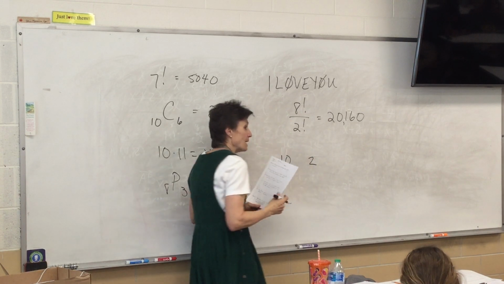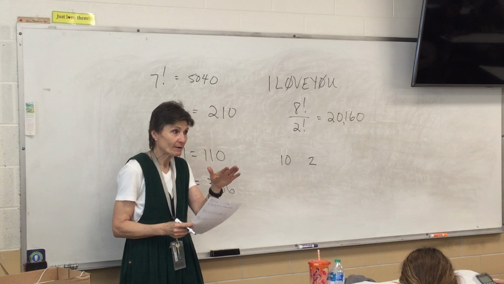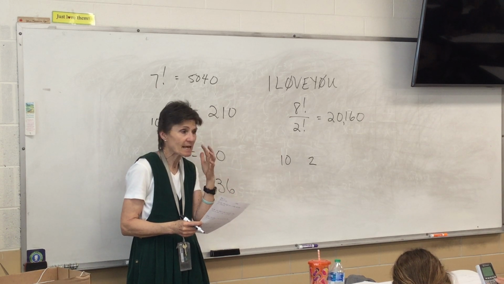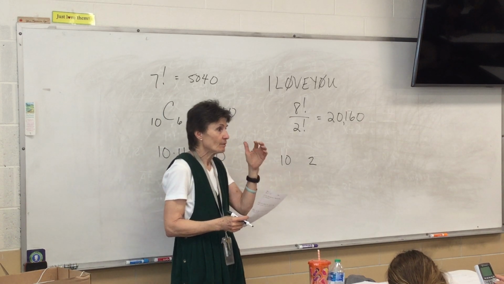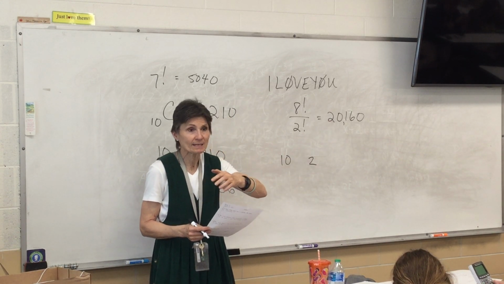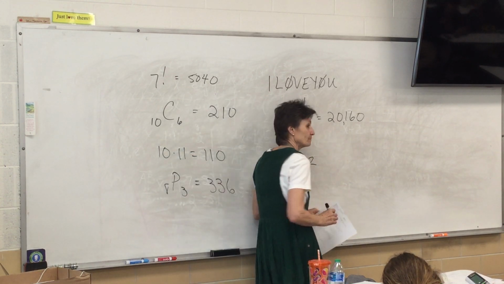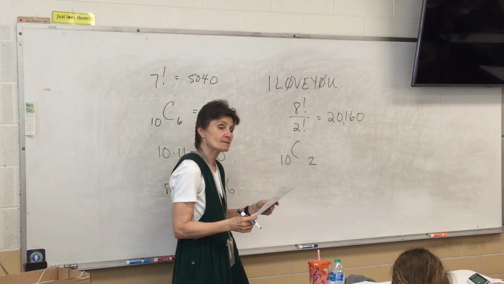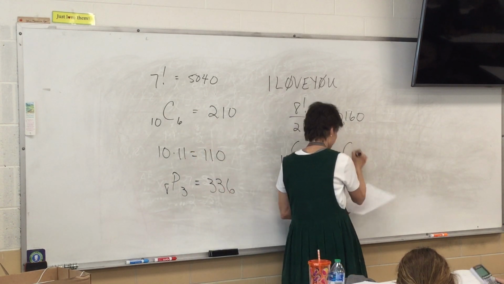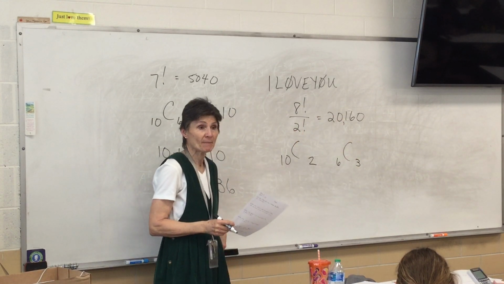2. Now I have to decide, is this a P or is this a C? So think about it. Do you care if you get picked first or second? No. This is a committee. There is no president, vice president. There's no first prize, second prize. It's just, I want to get picked. So that's 10C2. What about the boys? What will that look like? 6C3? Because there's 6 boys and I'm picking 3 of them.